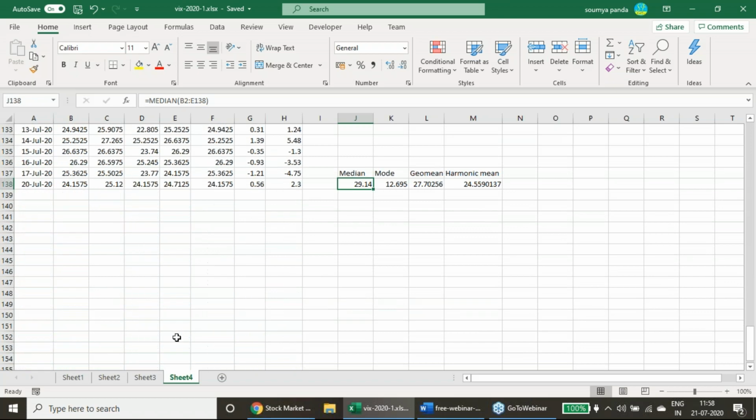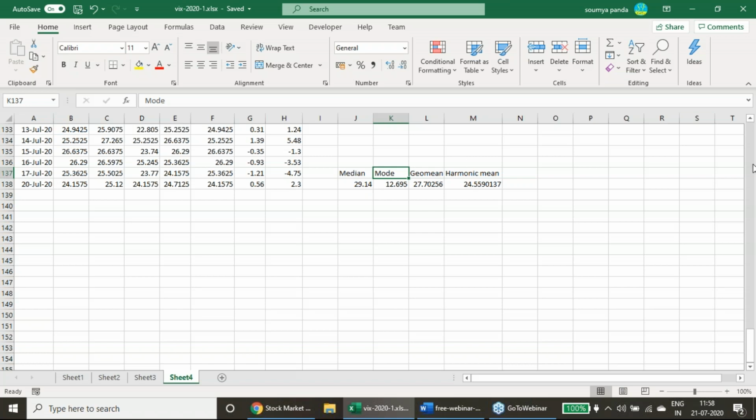And I am using one statistical term called median. You can say that mean also has other forms: geometric mean, harmonic mean, and mode. Mode means the data which repeats the maximum number of times. Median is nothing but the mid value, or the center point of a set of values.